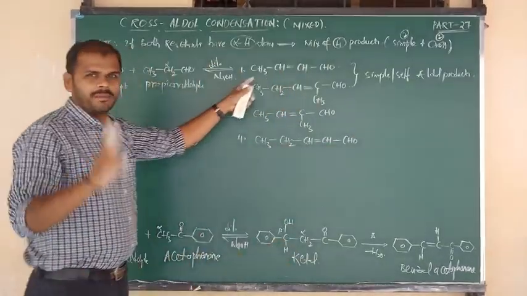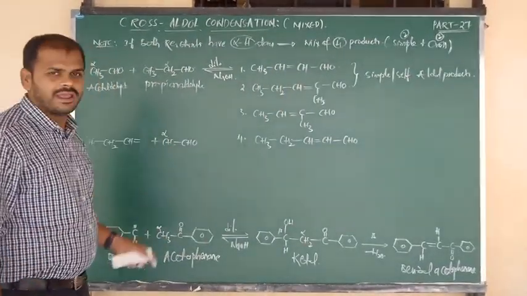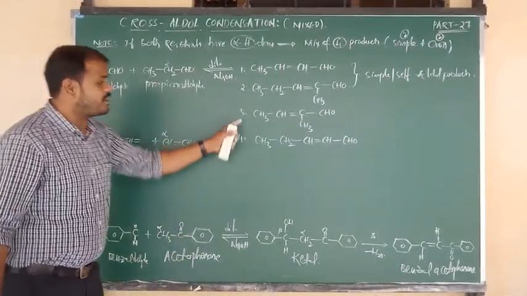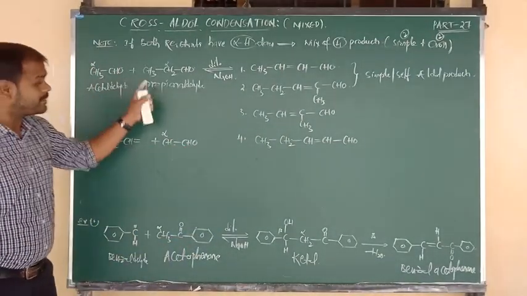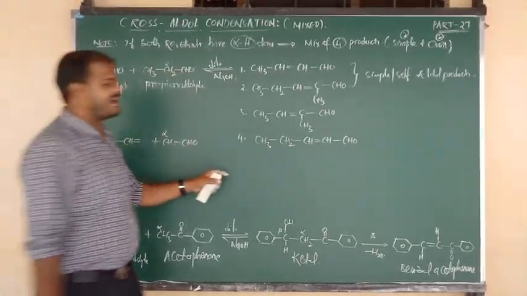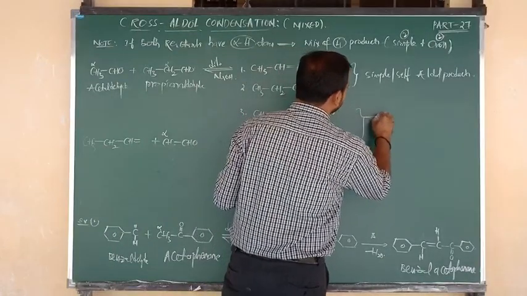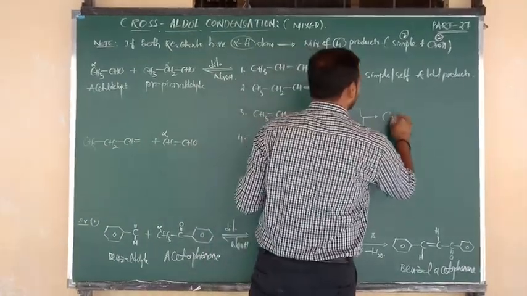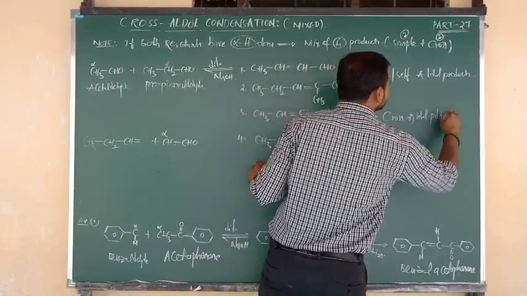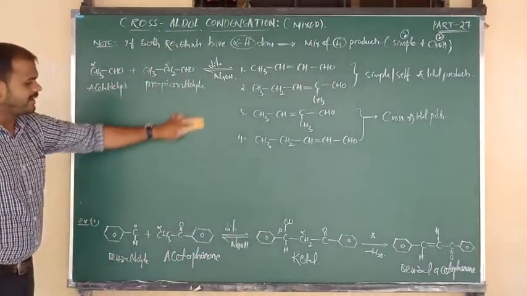First product obtained by taking 2 moles of acetaldehyde. Second product obtained by taking 2 moles of propionaldehyde. That's why they are self-aldol or simple aldol products. But the third product is obtained by mixing acetaldehyde plus propionaldehyde, and the fourth by mixing propionaldehyde plus acetaldehyde. So these two products are obtained from a mixture of reactants, which means they are nothing but the cross-aldol products. Which products? Cross-aldol products. In that way, it has to be explained clearly.